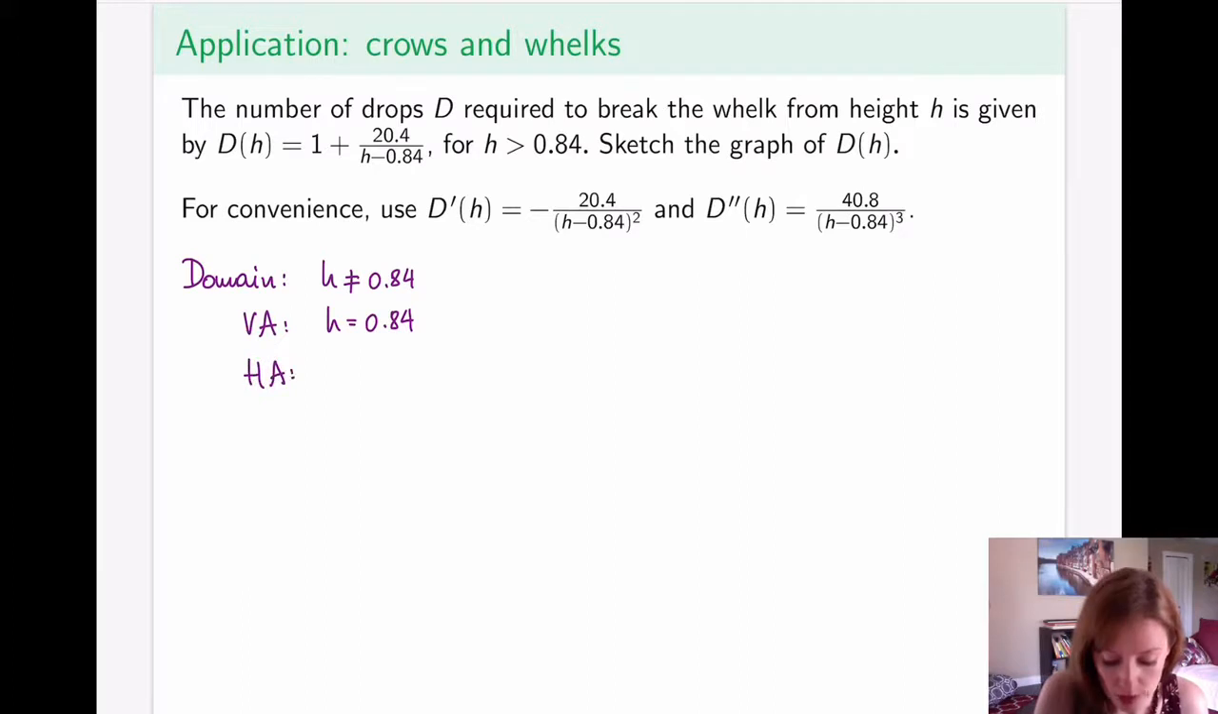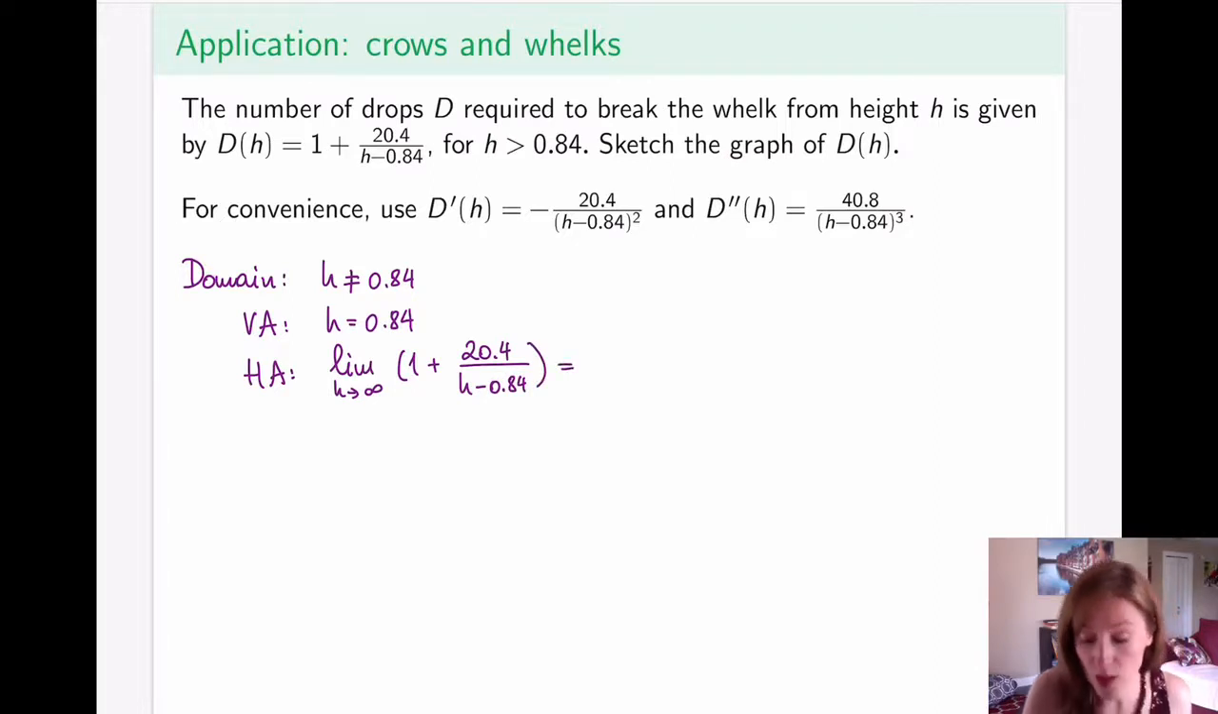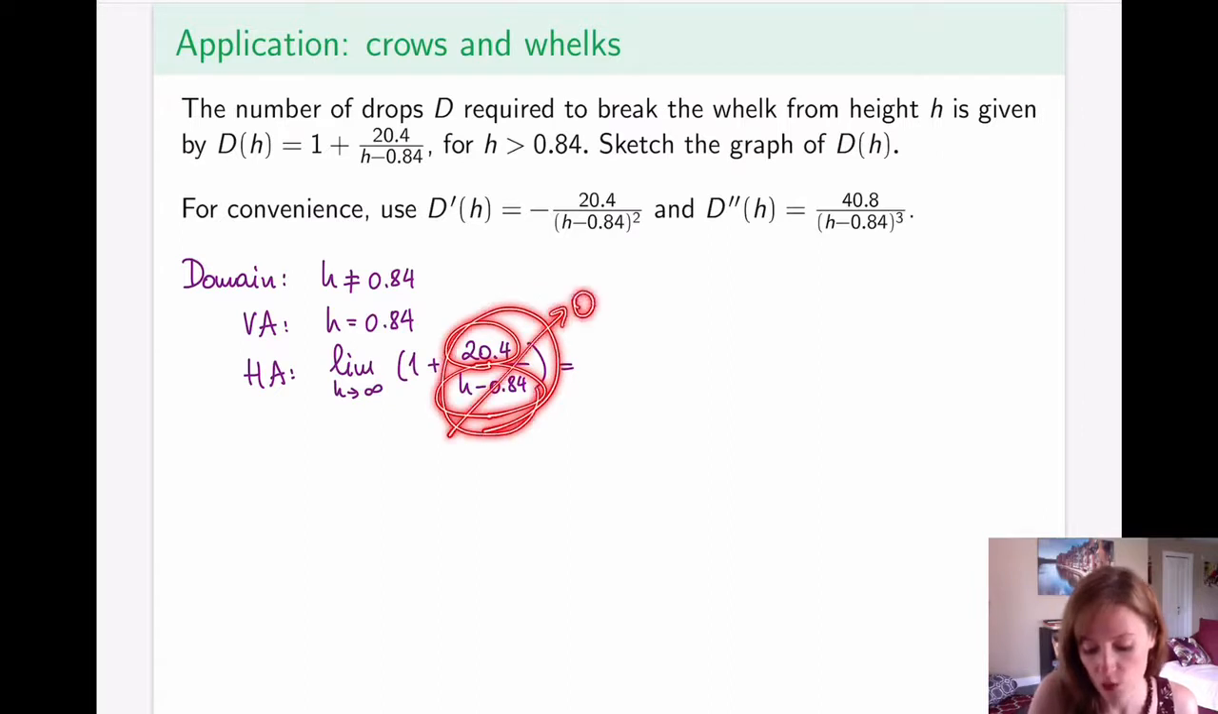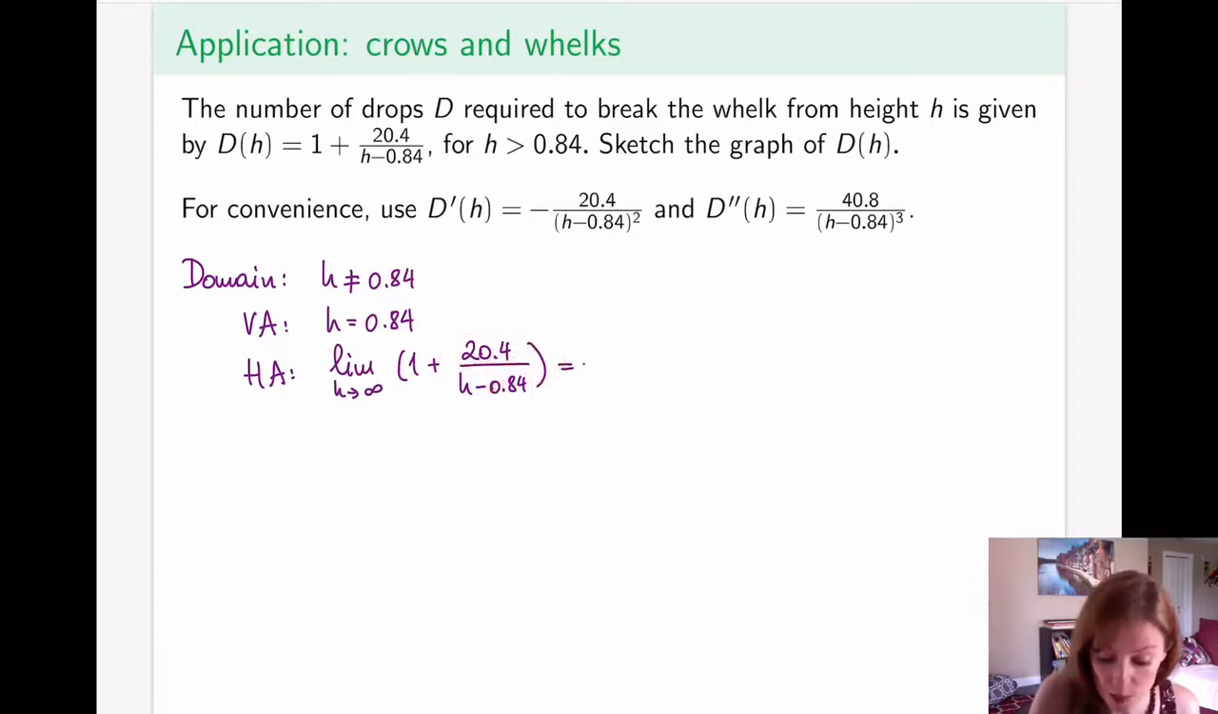What about horizontal asymptotes? For horizontal asymptotes, you're going to have to do a little bit more work because we're going to have to compute the limit of our function as h goes to infinity. So the limit of 1 plus 20.4 all over h minus 0.84. Remembering how to compute limits, there's a couple of ways to compute this one. But essentially when h is going to infinity, this is a number, 20.4, divided by infinity. So this whole portion is going to go to 0, which means the entire limit goes to 1. So I do have a horizontal asymptote and it occurs at 1.